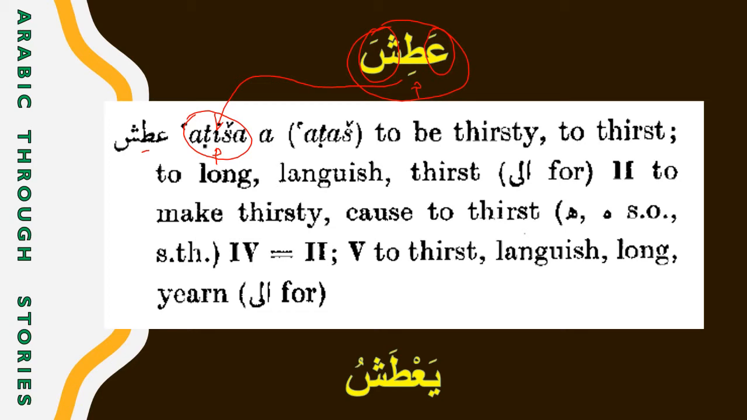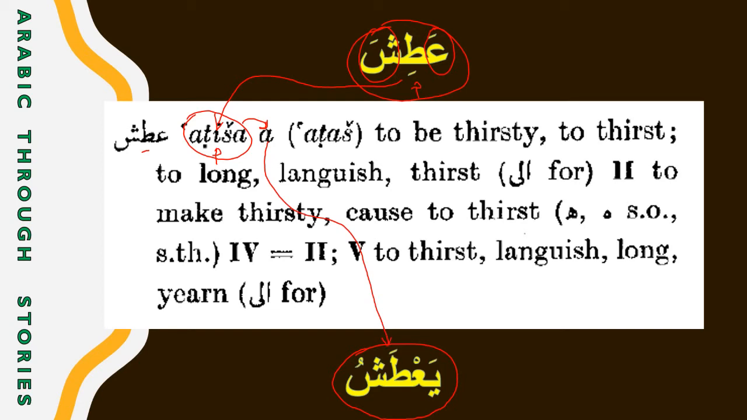So how is it in the mu'jam? How do you find out? Look at what is there after the word. What is it? A. So if it is A, then A is equal to what? Fatha. That's why we say Ya'tashu. Fahimt? Is it easy?